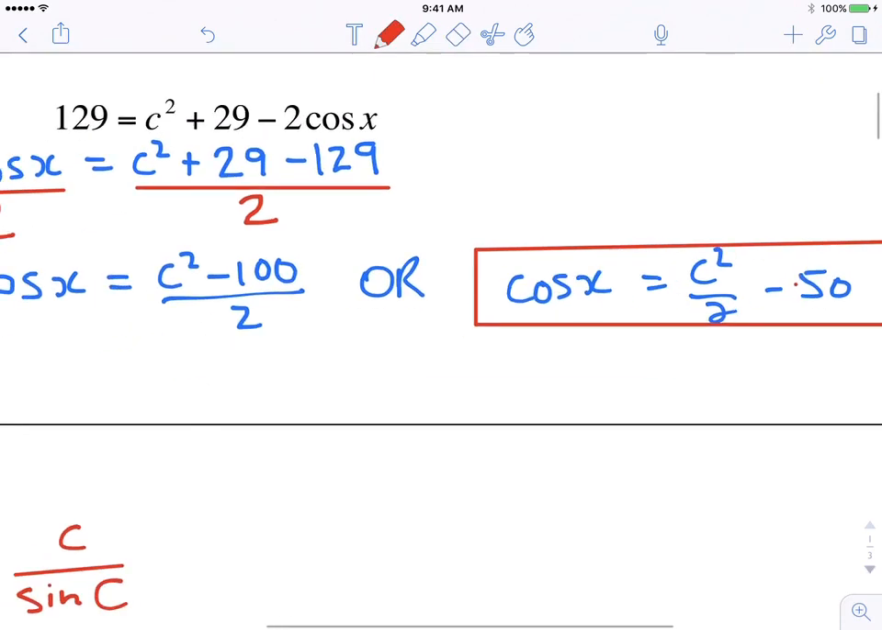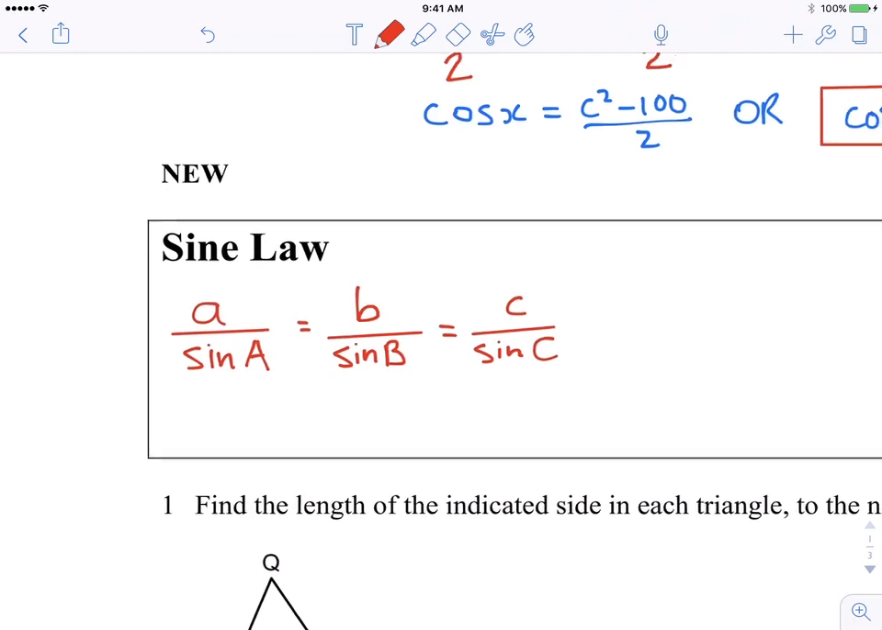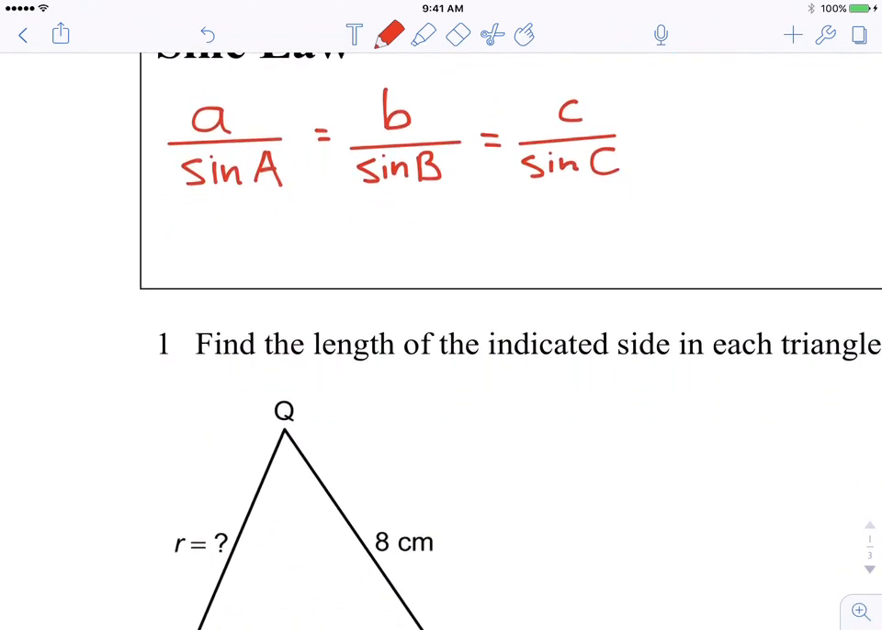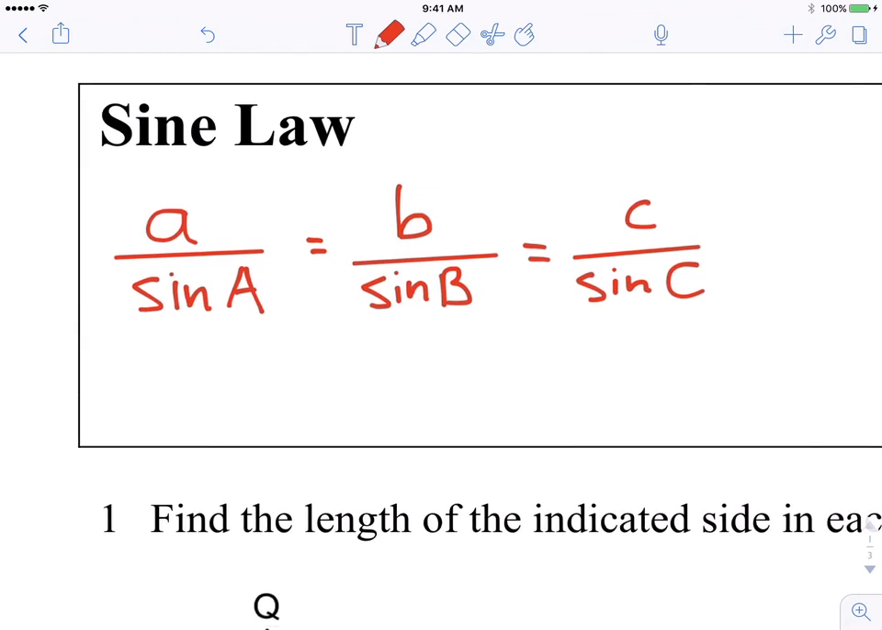All right, so moving right along, the sine law is basically the side length a and the sine of its corresponding angle A, is equal to b and the sine of its corresponding angle B, and of course side length c and the corresponding sine of its angle C. Those are all in the same ratio.